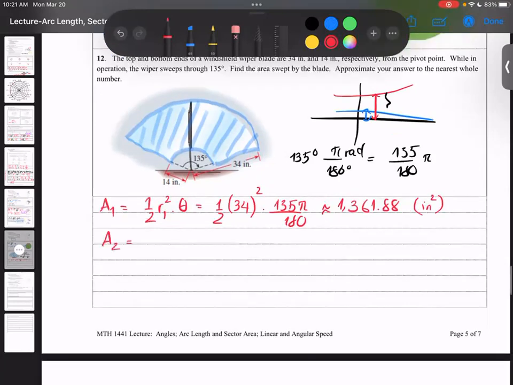And for the smaller one, the little area, 1/2 times R2 squared times theta. R2 is 14, so 14 squared times theta, which is 135 pi over 180. That gives 230.91 square inches.